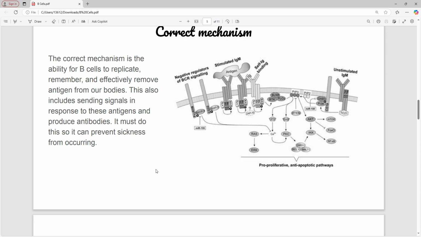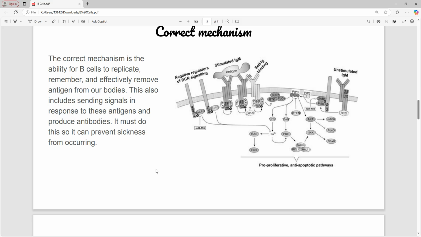If they couldn't do this, then we would get sick more often. Diseases would occur a lot. Viruses would have an easier time attacking. This also includes sending signals. If the B cells can't send signals properly, then they can't effectively remove all those antigens.